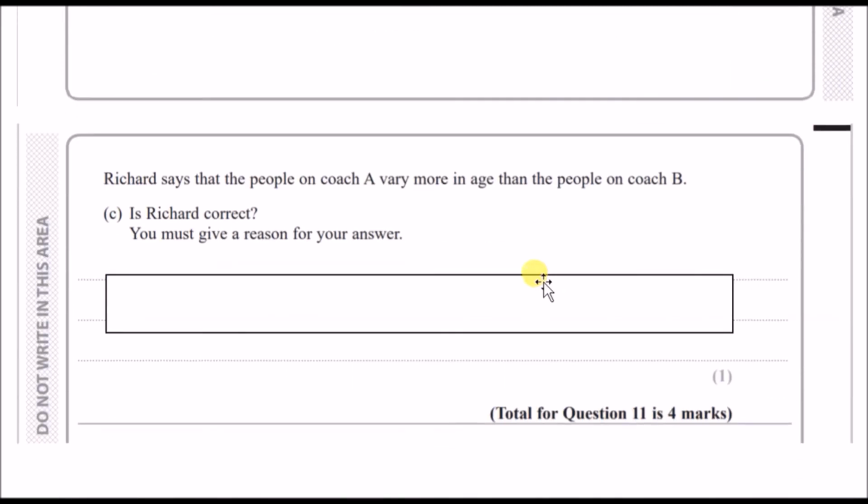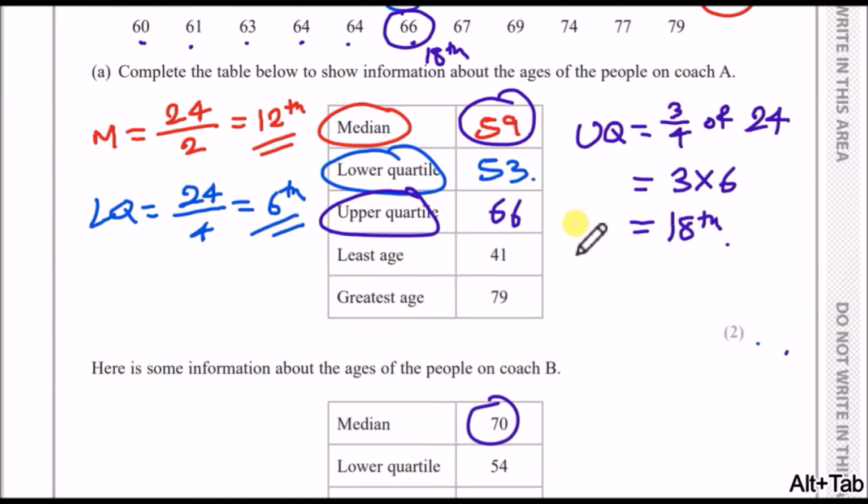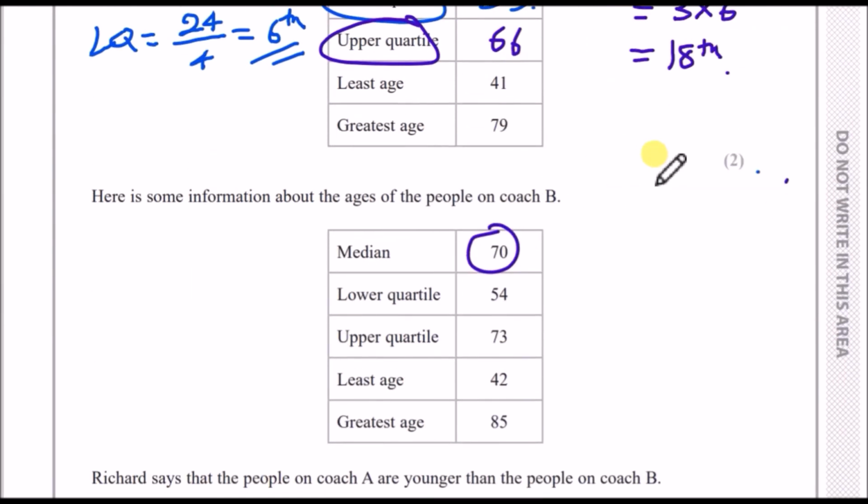And that's it. Now for C, it says that Richard says that the people in coach A vary more in age than those in coach B. Now, what does this mean? What they're asking us here is to find the range of ages. So who are the youngest people and who are the oldest?